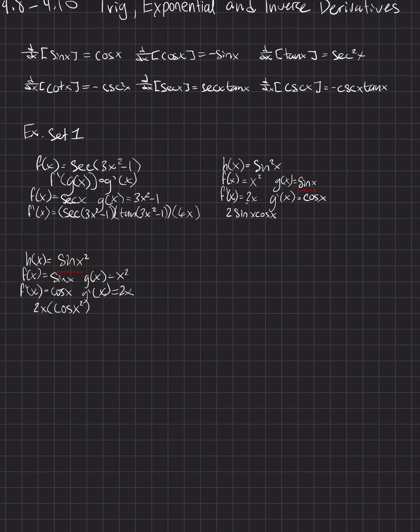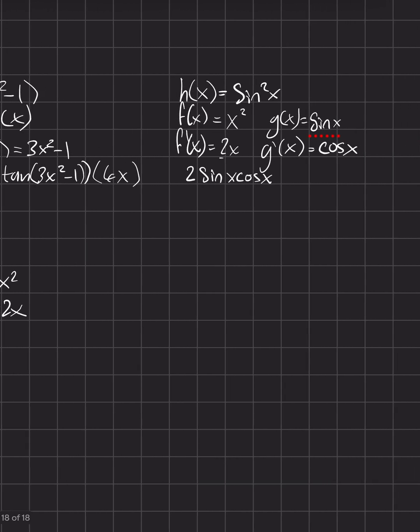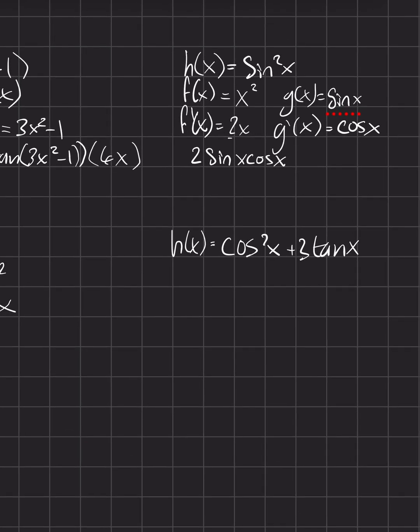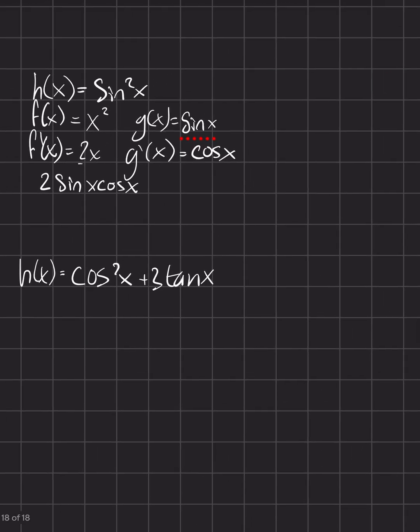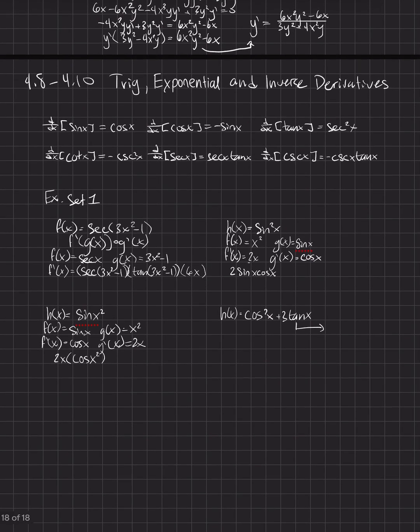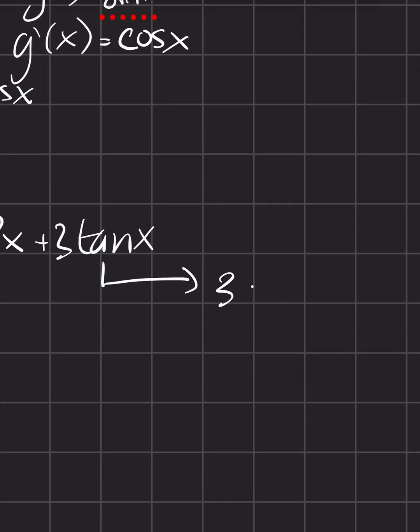There we go. Now, let's do a little bit of a different one, a little bit more complicated. Let's say we want to find the derivative of h of x when it's cosine squared x plus 3 tangent x. First things first, you have to break this down. We can already tell what the derivative of 3 tangent x is. We can just look up here, check. The derivative of tangent is secant squared x, and times 3, this is just going to be 3 secant squared x.